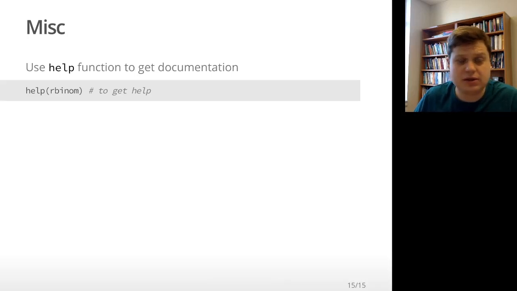And a few miscellaneous things. Whenever you want to get help for a specific command, you can just call help and then type the name of the command in RStudio, and the help file will be printed in one of the panels of RStudio.